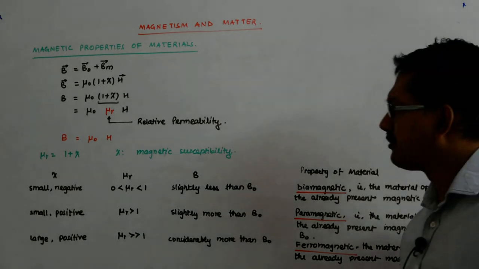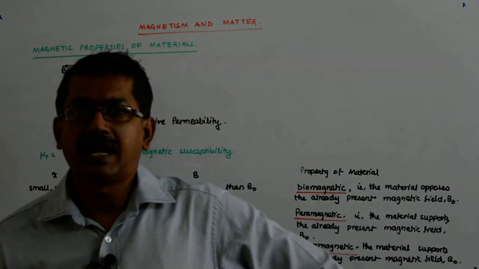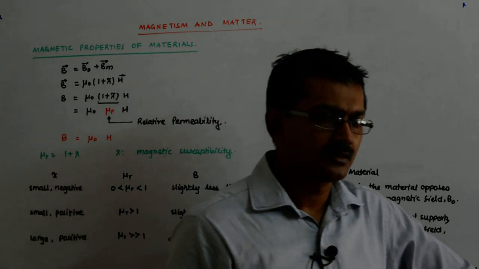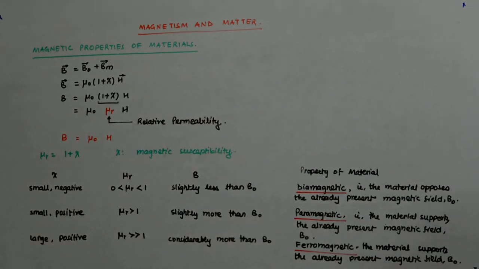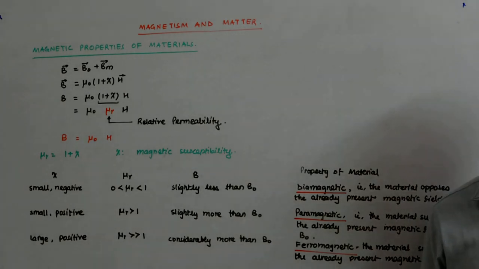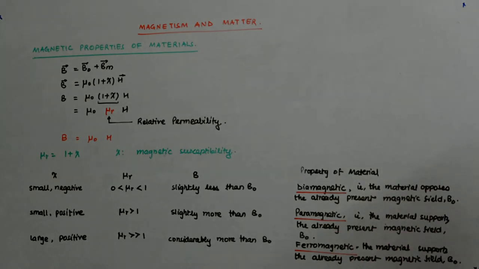Now the mechanism by which this happens keeps on changing, but this is the overall impact. Broadly, the materials can be divided into these three parts. There are more: ferrimagnetism, anti-ferromagnetism, and so many things that keep on going on, right?